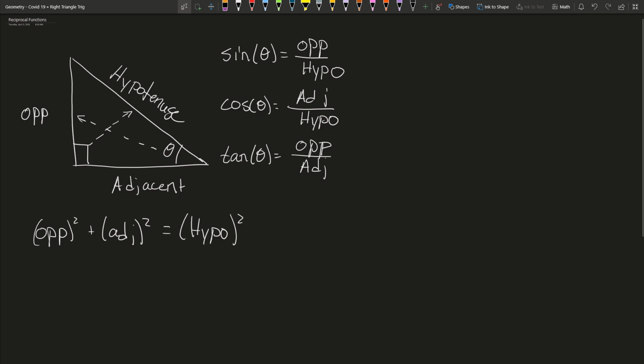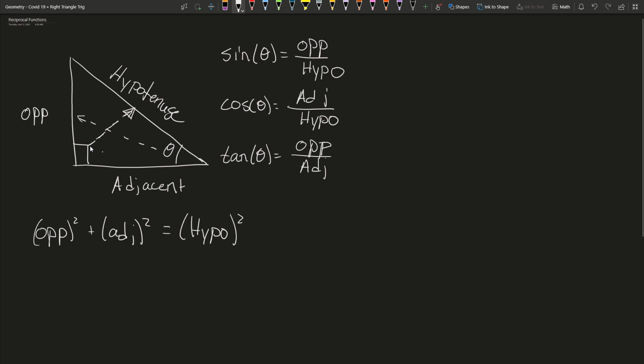Okay. So given a triangle, we should be able to identify which sides we have. So the side opposite the angle theta, that's the opposite. The side opposite the right angle, that's the hypotenuse. And then the other side left, that's the adjacent.